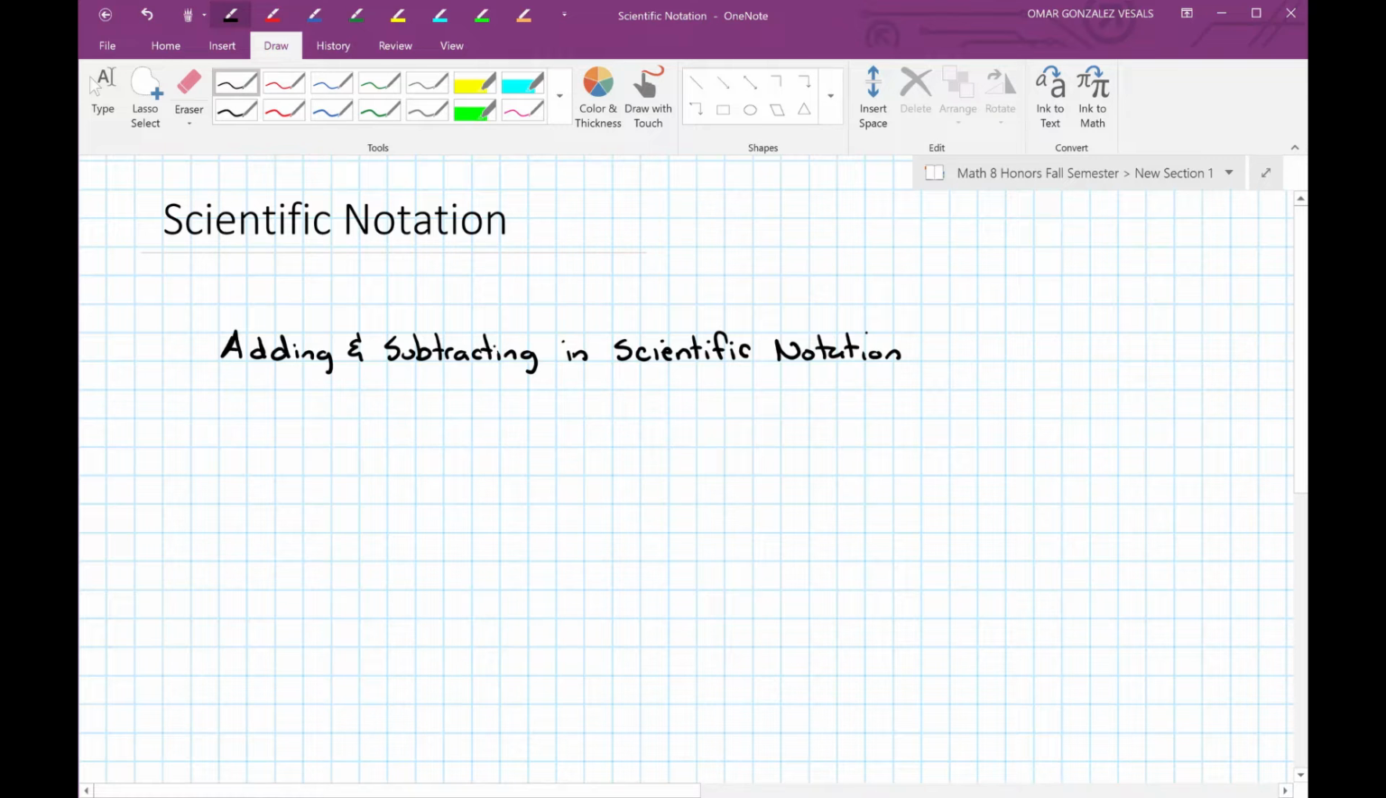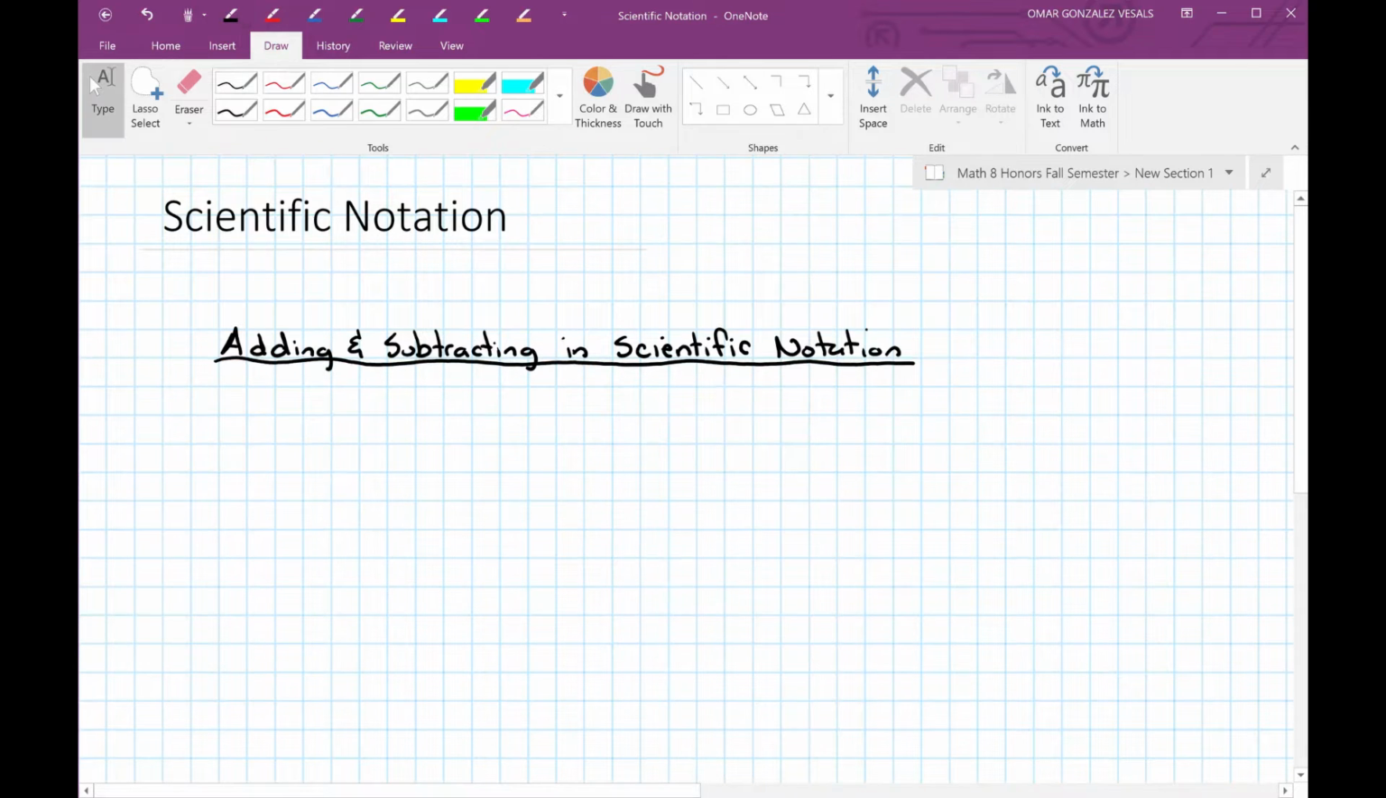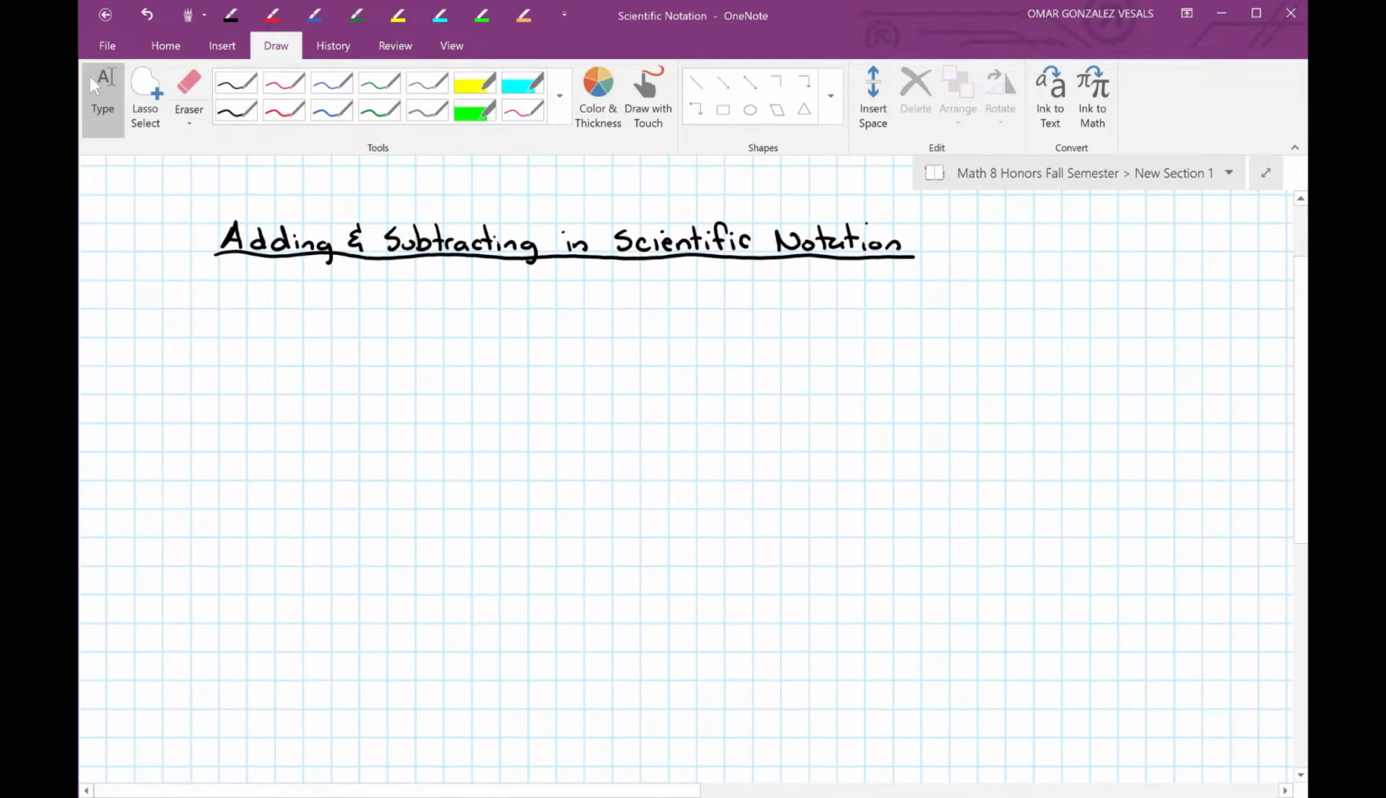Okay, so adding and subtracting in scientific notation. Yesterday we did multiplying and dividing. Adding and subtracting, I think, is a little bit easier than multiplying and dividing. So we're already familiar with scientific notation. Let's just jump into an example. Let's go with something simple.